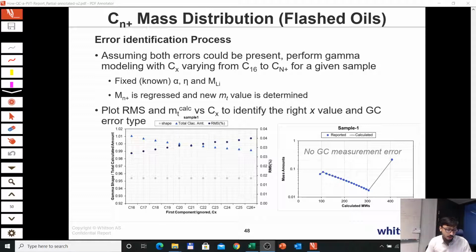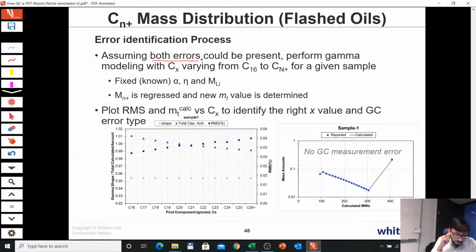Okay, so the first process that we should be doing, when we get a composition, is to try to identify whether the error that's there is a baseline shift error or an internal standard error, or both. What we start with is assuming that both errors are present, and we start our process with this assumption, and the process will tell us whether it's only an internal standard problem or a baseline shift problem, or both.